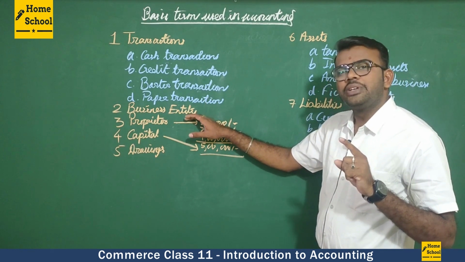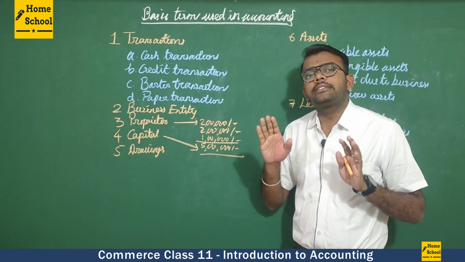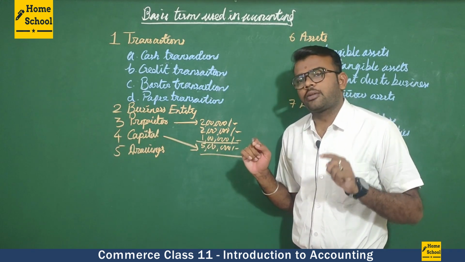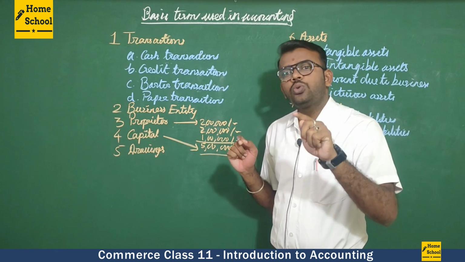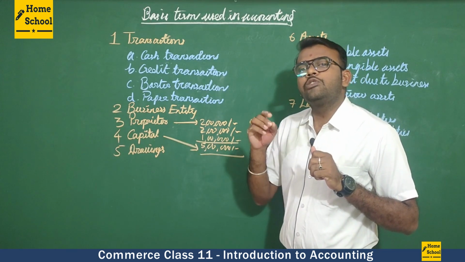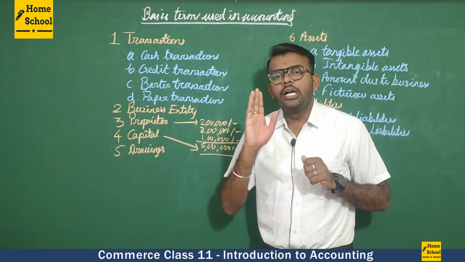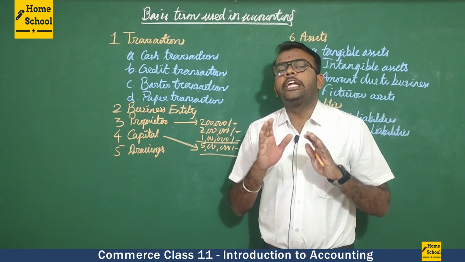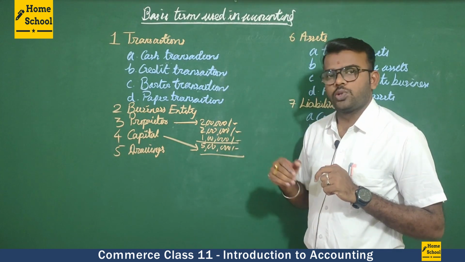So next we have business entity. Business entity means a legal existence of the business. Next we have proprietor. Proprietor is the owner who invested capital to run the business. Capital is the amount which is invested by a proprietor. Again, I'm telling you, remember, the capital doesn't mean that it should be in the form of cash only. It will be in the form of cash, asset, and at the same time goods also.